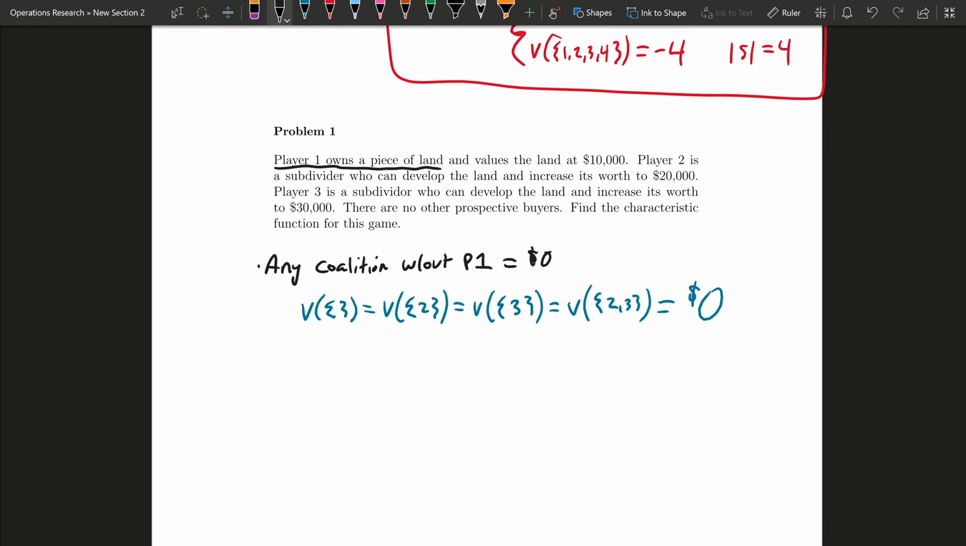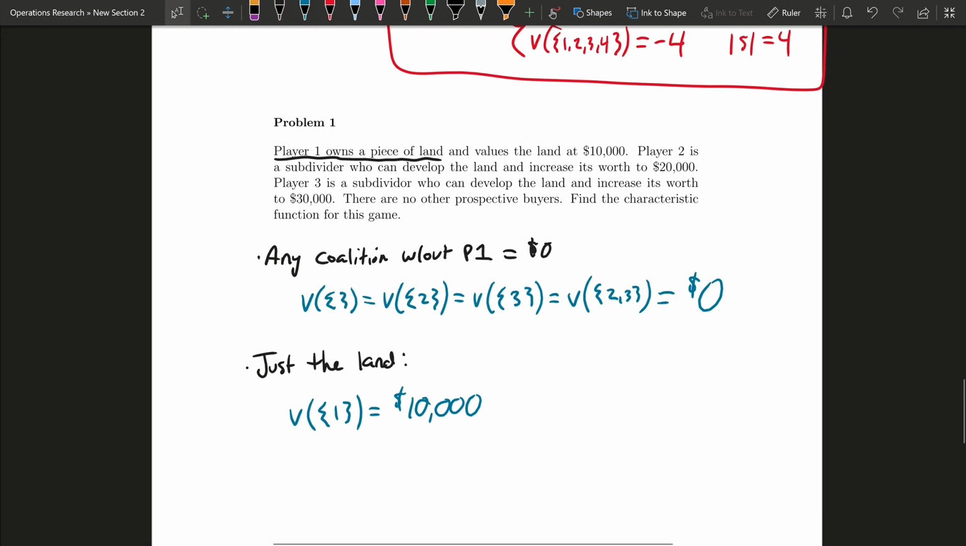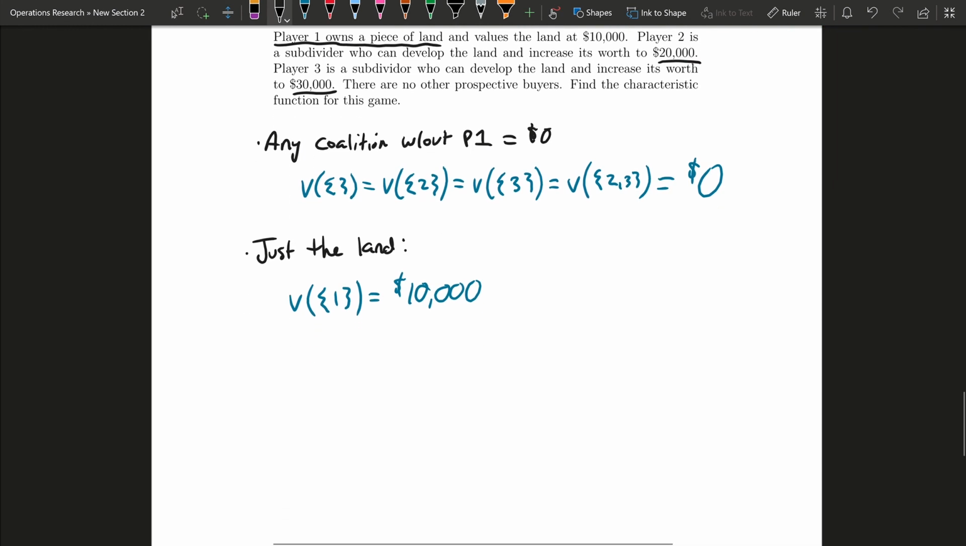Now, if we have just the land, this would just be player 1 without any help from players 2 and 3. We're just going to have V of player 1, which is that initial value of the land, or 10,000. Now, if you look, we kind of have a mini upgrade that's being offered from player 2 of 20,000, and there's kind of a big upgrade here from player 3 for 30,000. Just how I'm going to describe it.